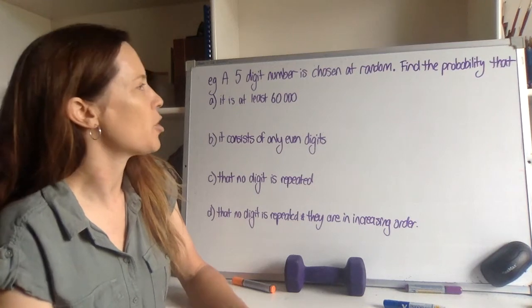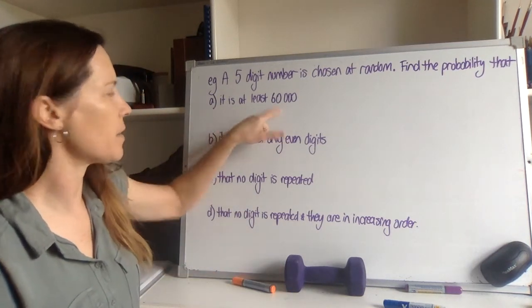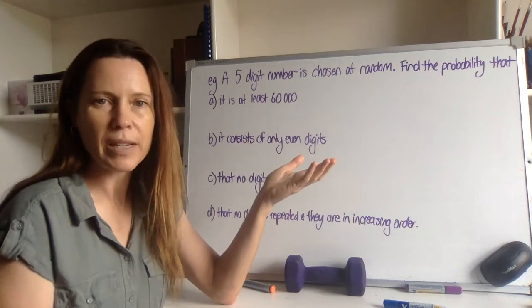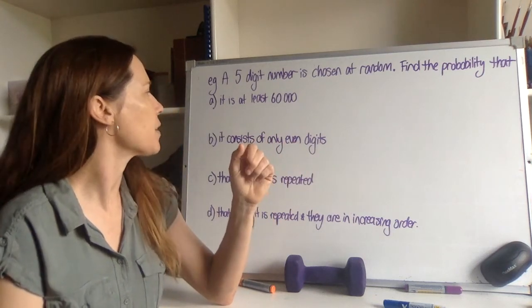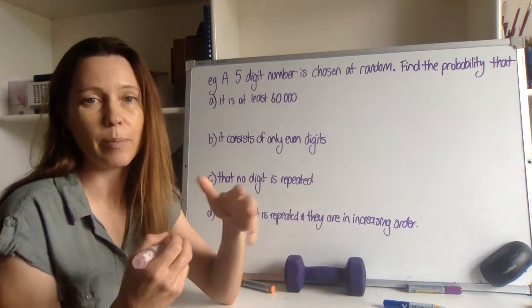A 5-digit number is chosen at random. Find the probability that it is at least 60,000. All right, so we need to think of all of the 5-digit numbers that are 60,000 or bigger out of the total number of 5-digit numbers that there are.